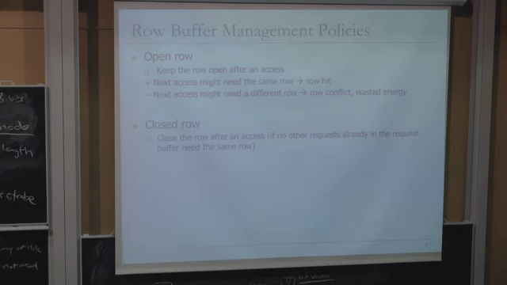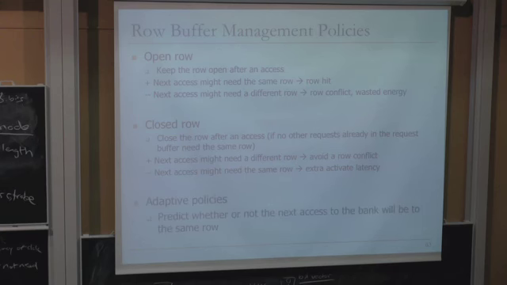Right? So that's what's implemented in some processors, actually, some memory controllers. The upside is if the next access goes to a different row, you avoid a row conflict early on. You don't need to incur the pre-charge latency. But if the next access needs the same row, then you have an extra activate latency. Right? So it's pretty simple, hopefully.